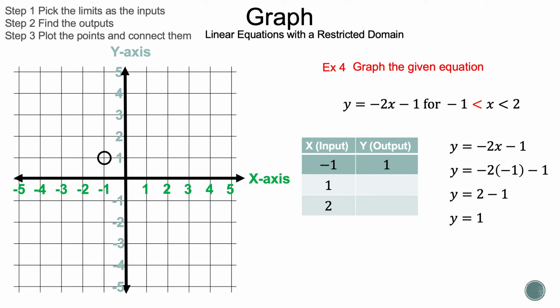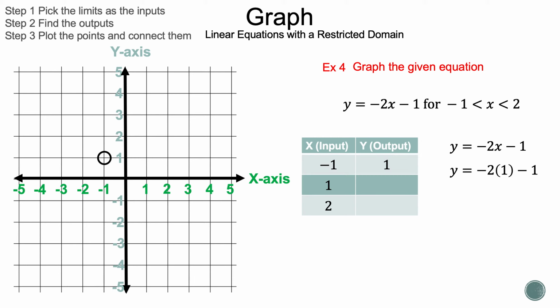As you can see, the point is not filled in, because if you look at the symbol between negative 1 and x, it says less than. Since it only says less than, we do not fill it in, because we want to show on the graph that we know where the endpoint is, but that it is not a part of the answer. And to show that, we don't fill in the circle. So let's move on to the next input value, and that is a 1.